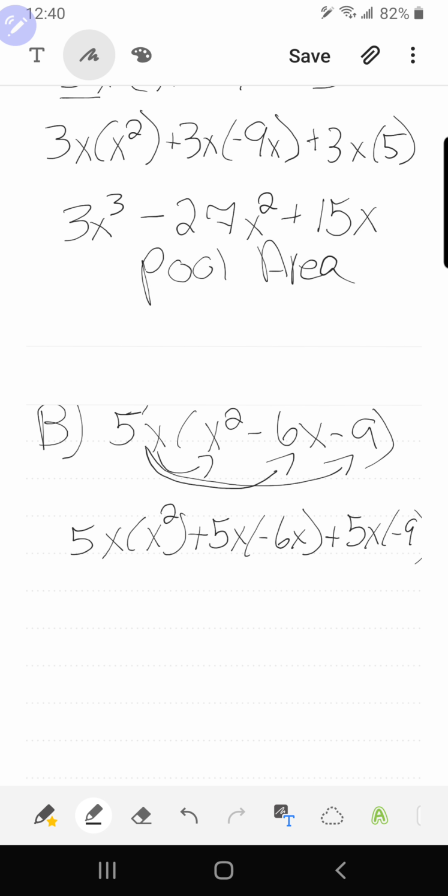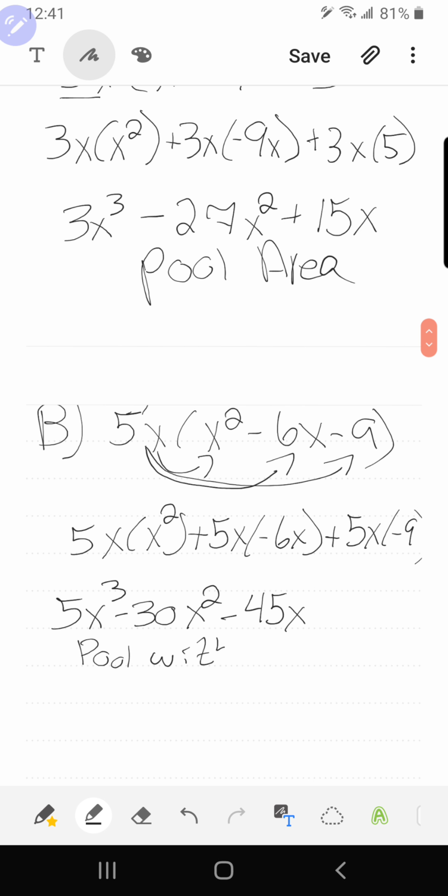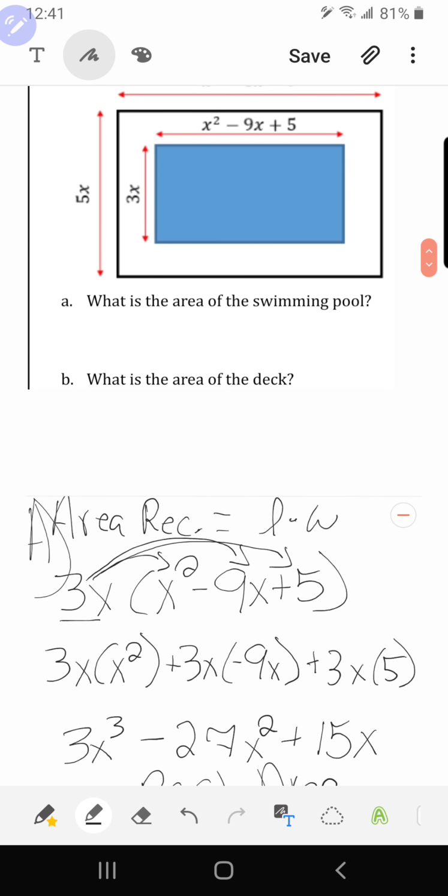Now let's distribute and combine if possible. 5x times x squared is 5x cubed. 5x times negative 6x, again a positive times a negative is a negative, so that's going to give me negative 30x squared. 5x times negative 9, again positive times a negative gives me negative 45x. Okay, this is the pool with deck. Now I have to find the deck alone.